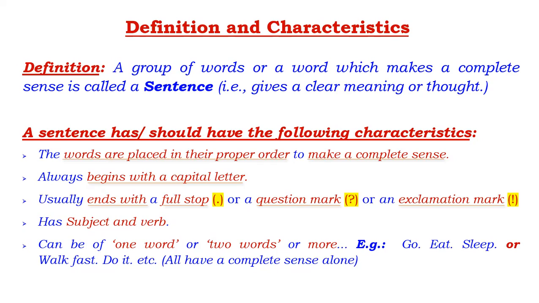Next, every sentence should have a subject and a verb. Subject is the doer who does the action, and verb is a word which expresses an action being done by the subject, or it expresses a state of being, that is a condition. Remember, without a subject and a verb, a sentence remains incomplete. Number 5, it's right to mention here that a sentence can be of one word or of two words or more. Just for example, go, eat, sleep, or work fast, do it, etc. all have a complete sense alone.